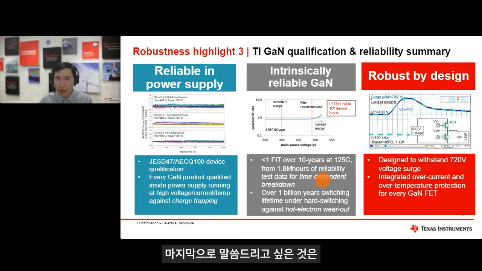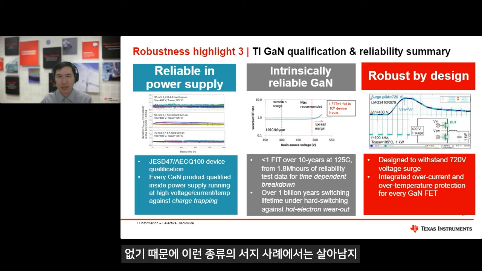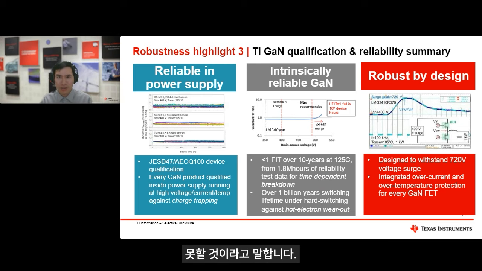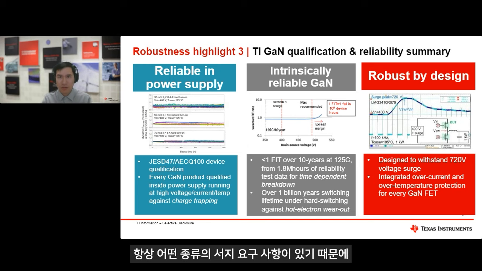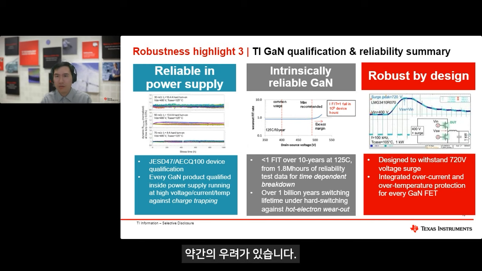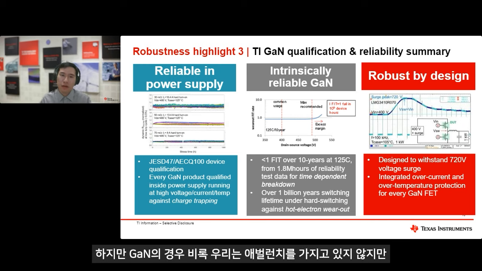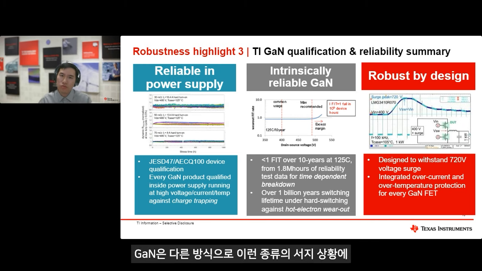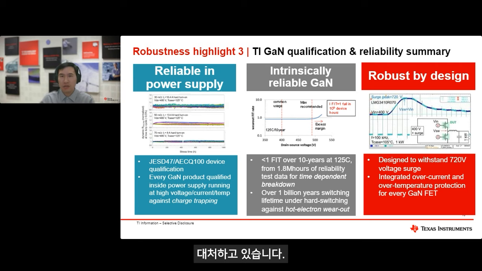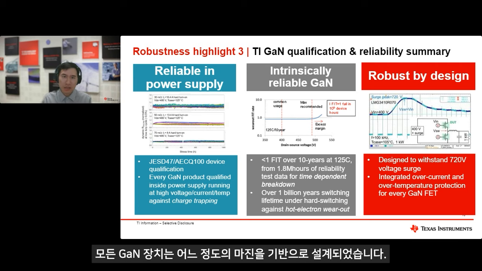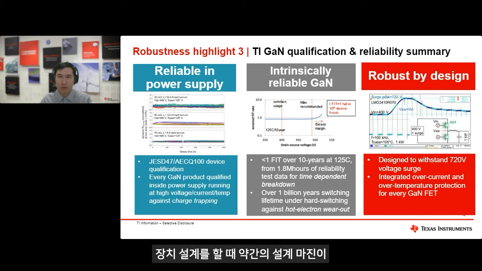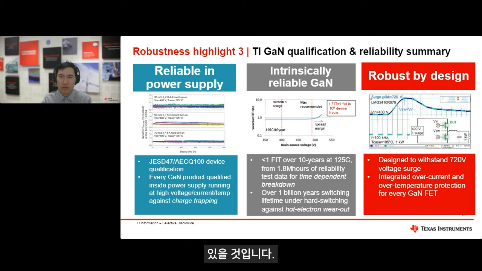The last thing I want to talk about is surge capability. A lot of people say GaN devices don't have avalanche, so they will not survive in this kind of surge case. There are some concerns from them because there's always some surge requirement for different end equipment. But for GaN, although we do not have avalanche, GaN handles surge situations in a different way. All the GaN devices are designed with some design margin.